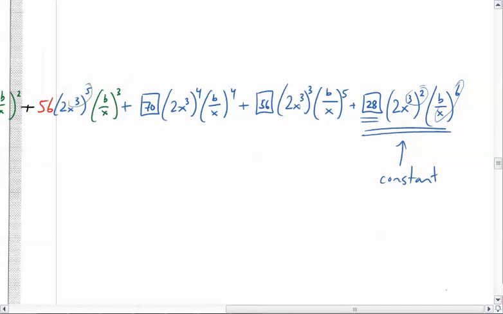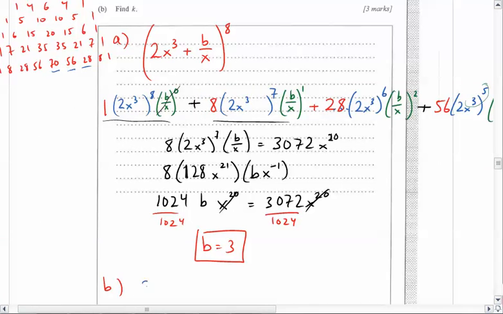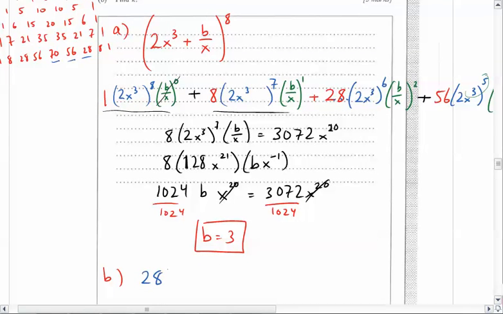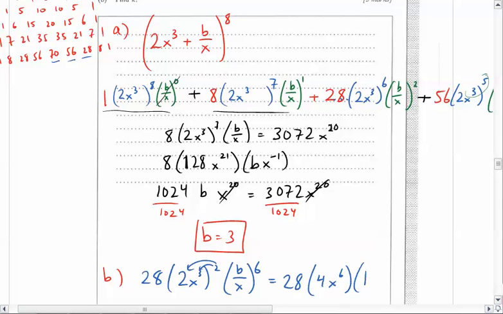So my term is 28, 2x cubed to the power of 2, b over x to the power of 6. If I expand that out, the 2 goes into the brackets. I get 4x to the power of 6, b to the power of 6, x to the negative 6.